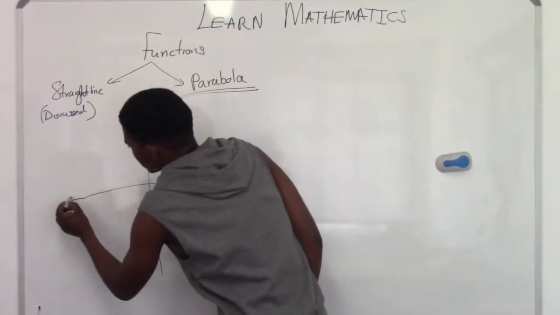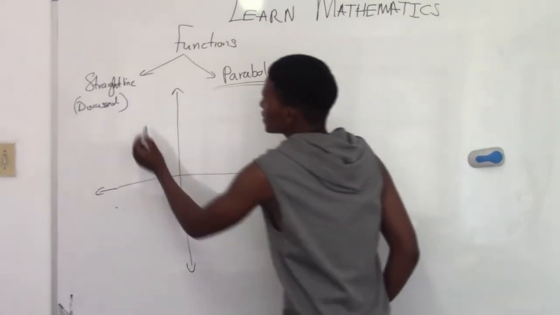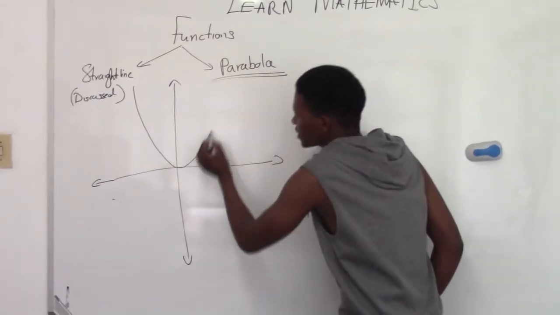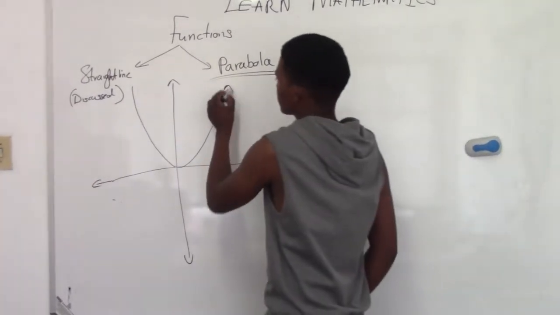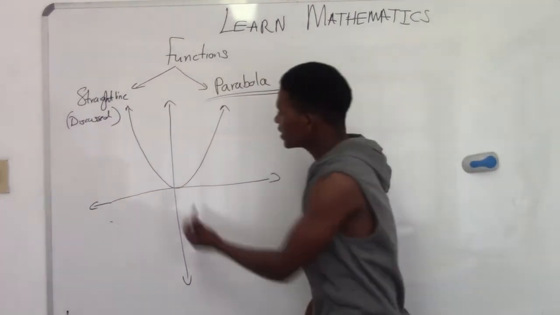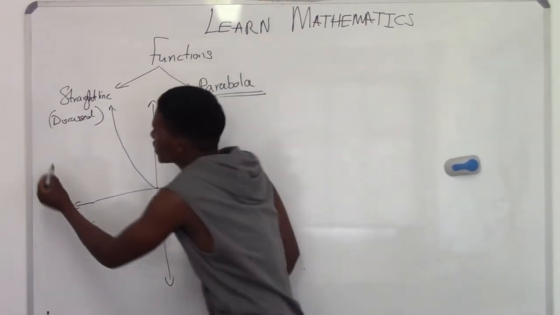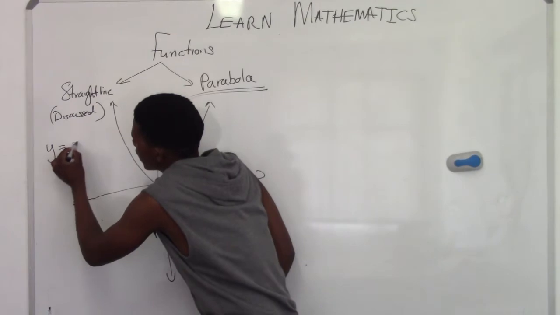In grade 10, they taught you that a parabola is a function that has a turning point. So now, this is a basic graph of a parabola. So we can say y is equal to x squared.